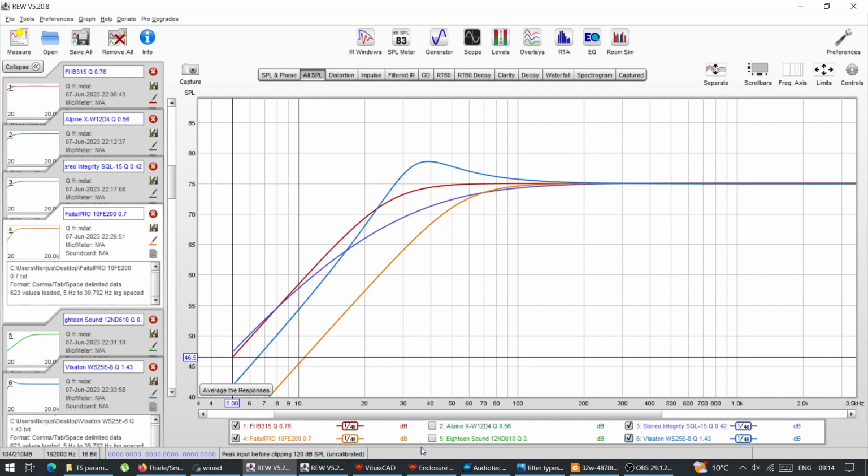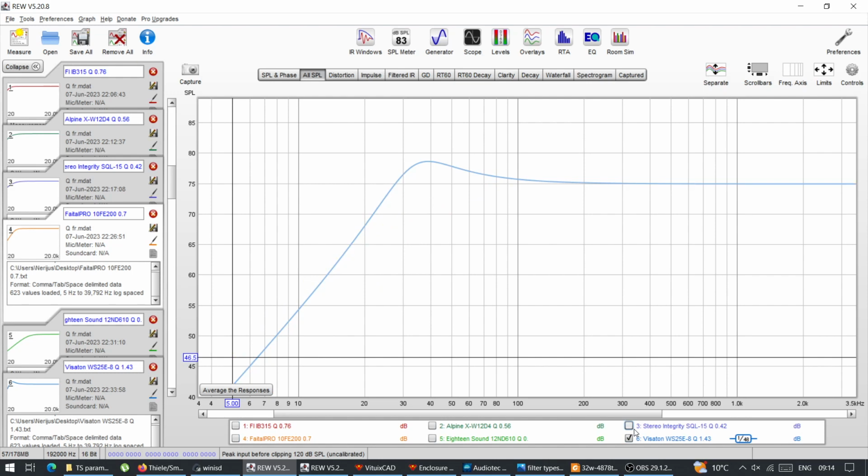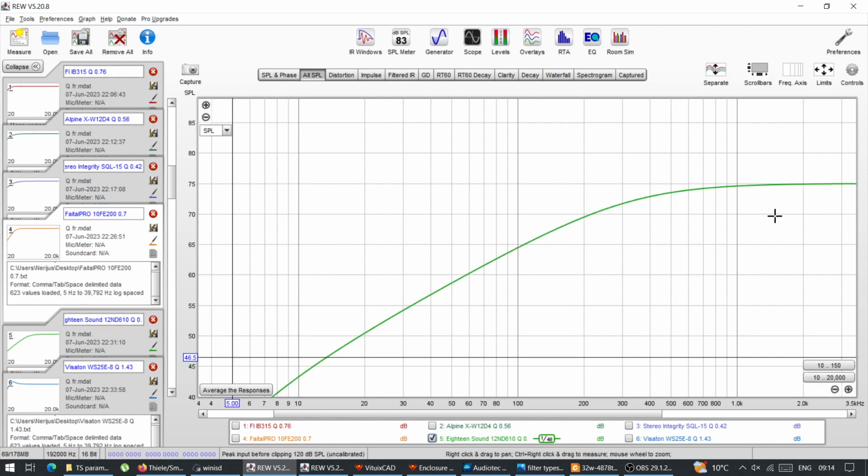And I chose a few of these just to have something different. So this driver, Visaton, I have no idea what the driver is, but it has a very high Q. So I just want to see how it looks. And this 18 Sound has a very small Q of 0.14.